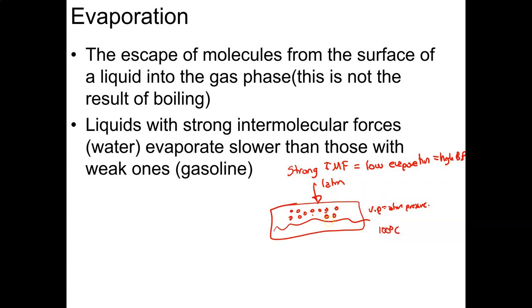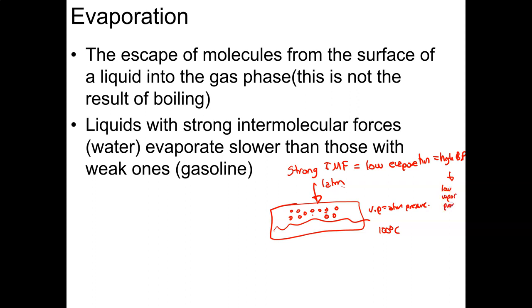But what if you have really strong IMFs? What if it's not water? What if it's something else? Then the boiling point's going to go up. So that's what this whole relationship comes from: strong IMFs means low evaporation, which means high boiling point. It also means, technically, low vapor pressure.